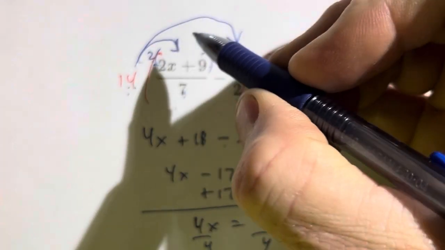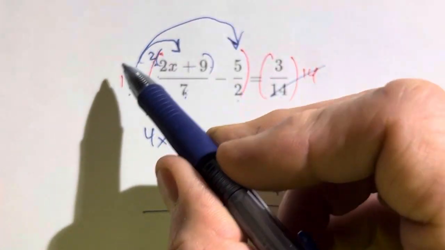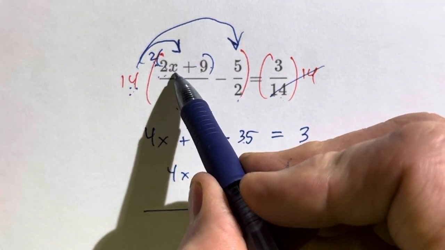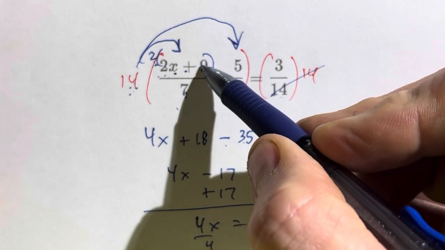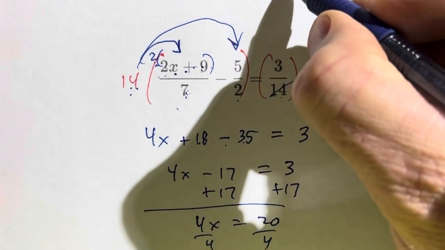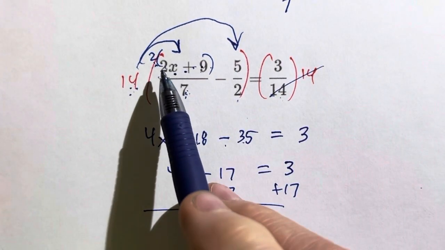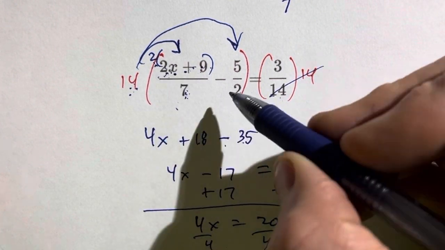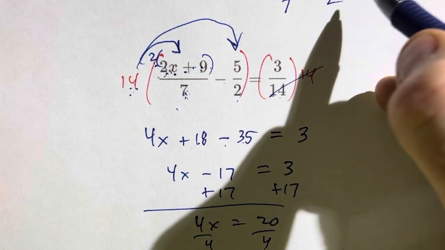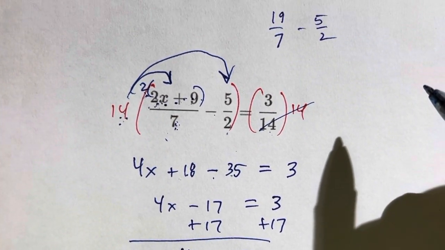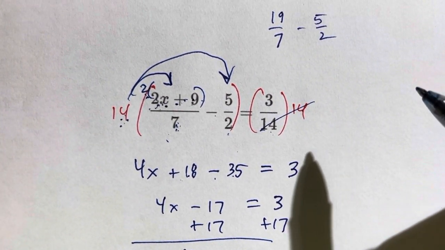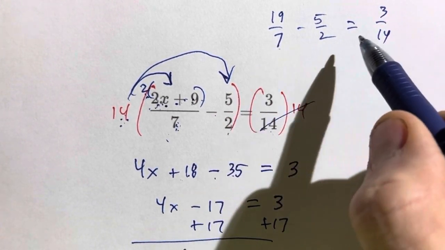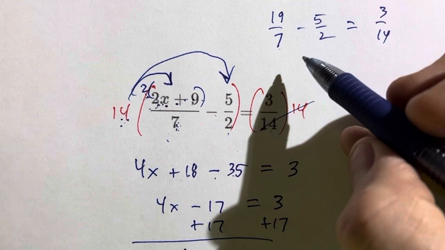So now I got to look past all the drawing I did up here. Right here I've got 2 times 5, which is 10, plus 9 is 19. So I've got 19 over 7. I'm going to write it right here. So 2 times 5 is 10, plus 9 is 19 over 7. Minus 5 over 2. I'm writing it up here. Equals, that's 3 over 14. So when I subtract these, I should get 3 over 14.